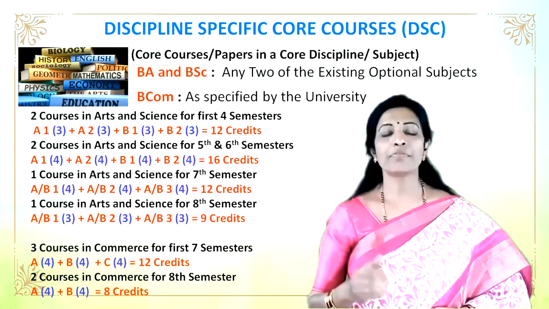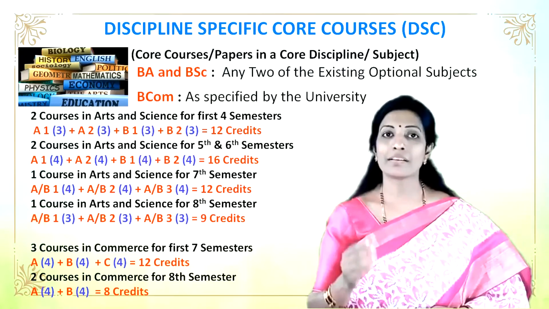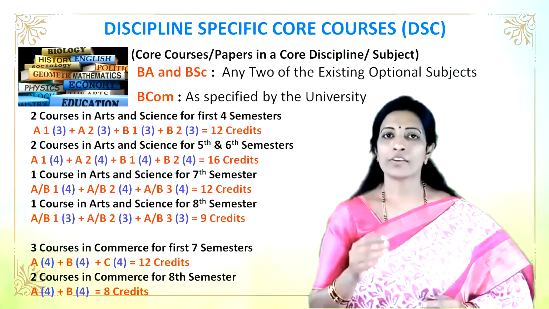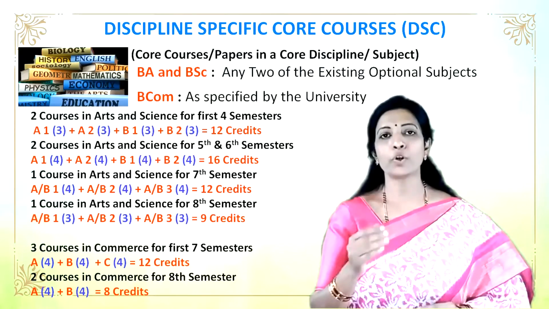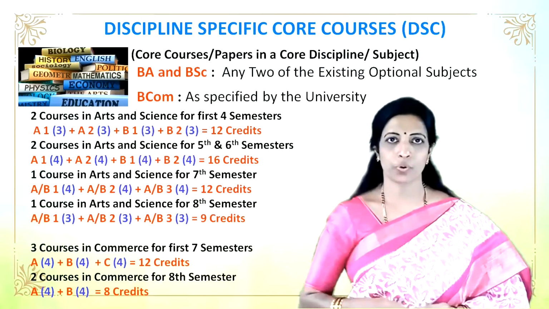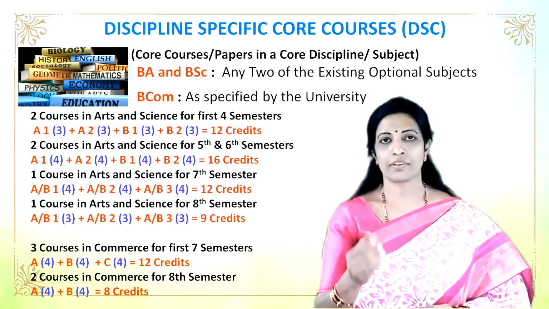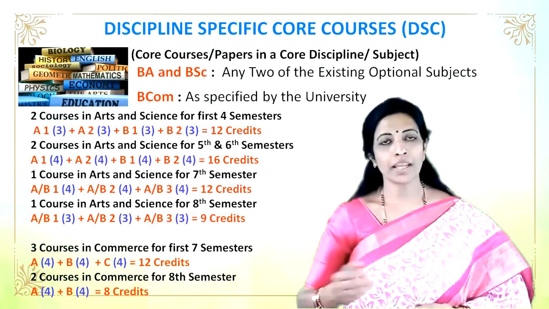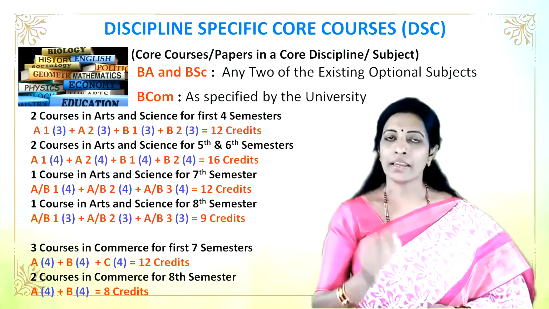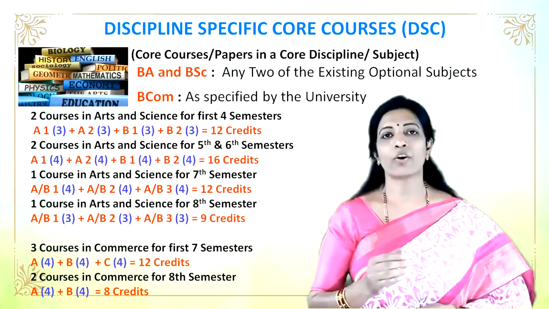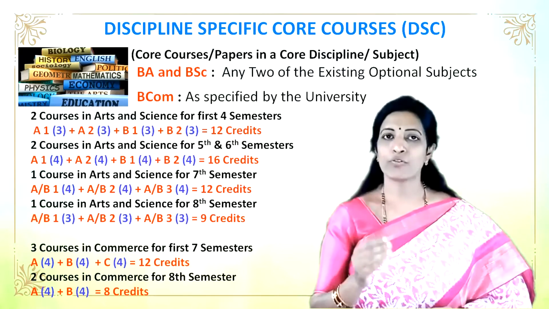Similarly, in the 5th and 6th semester, that is in the third year of their program, the student will again have to study 2 papers in each of his core courses. So, 2 papers in sociology and 2 papers in economics. But here, the number of credits allotted for each of the papers is 4.